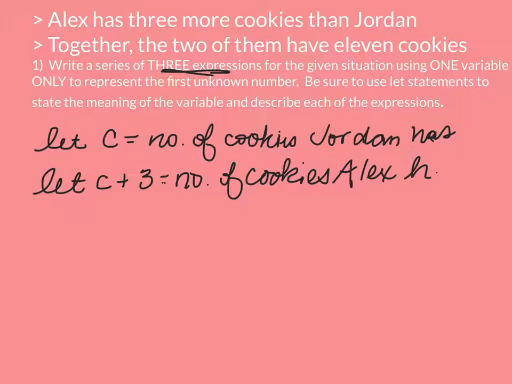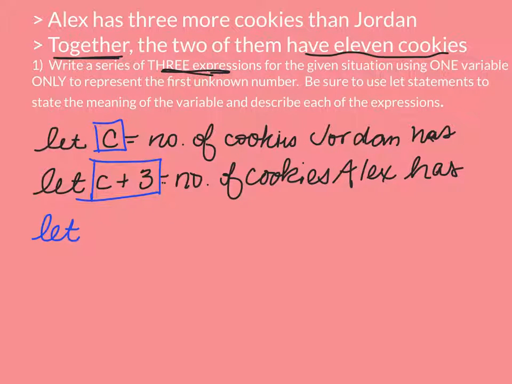Well, what's the other piece of information that we've been given? We've been told that together they have 11 cookies. So we need to find out this together thing. In other words, a total. Well, we know that Jordan has C. We know that Alex has C plus 3. How do you find a total? Well, you add things up to find your total. So in this case, what I'll be adding up is how many cookies each of them has. Again, Jordan has C, Alex has C plus 3, so that's what I'm adding together.